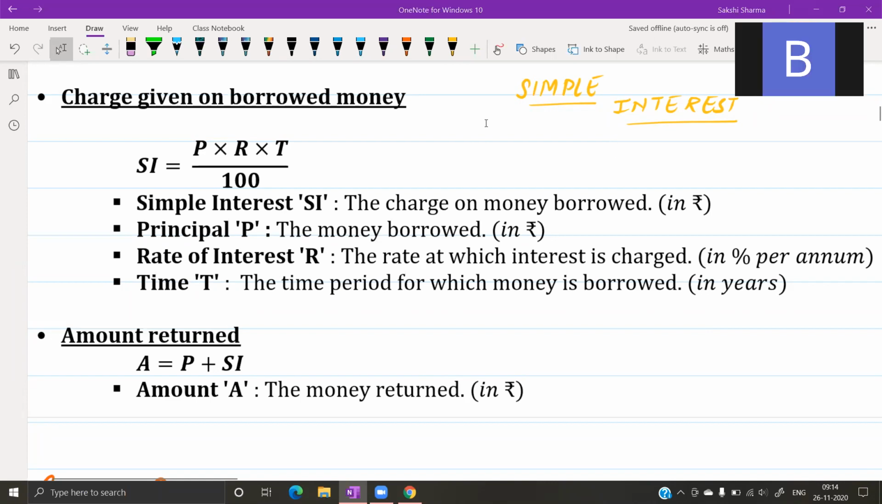Yes, ma'am. So that extra money is called the interest. There are two ways you can calculate the interest. One is called simple interest, the other one is called compound interest.